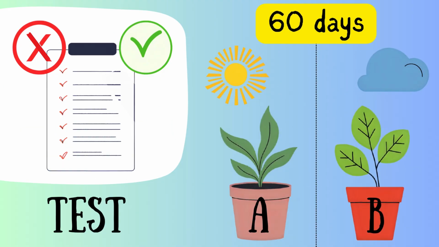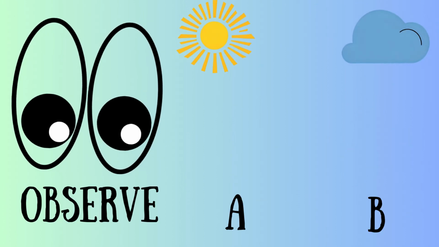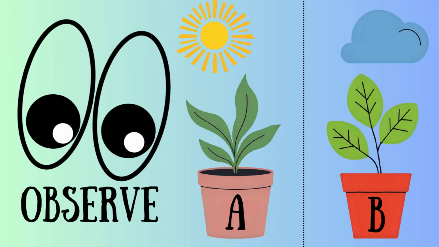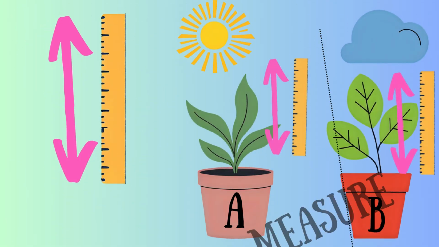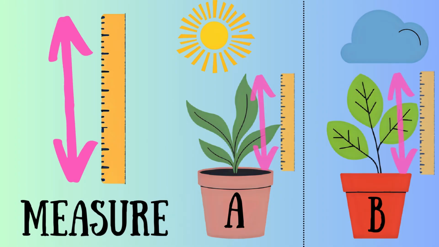Next, they test their idea by doing an experiment. They might put one plant in the sun and another in the shade. Every day, they observe the plants to see what's happening. They measure the plants to find out how much they have grown.